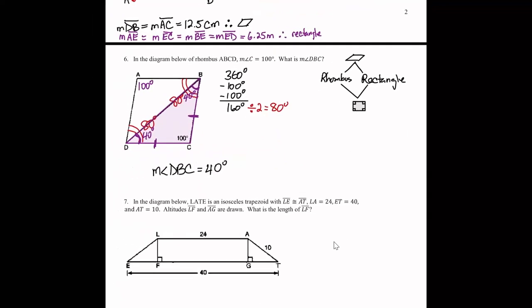A little busy diagram now. But you could get your 80, split it in half like we did before, or you could use isosceles triangle knowledge to get you there. Either way, you're coming up with the measure of angle DBC is equal to 40 degrees. Okay, so it's a little kooky, but definitely manageable.